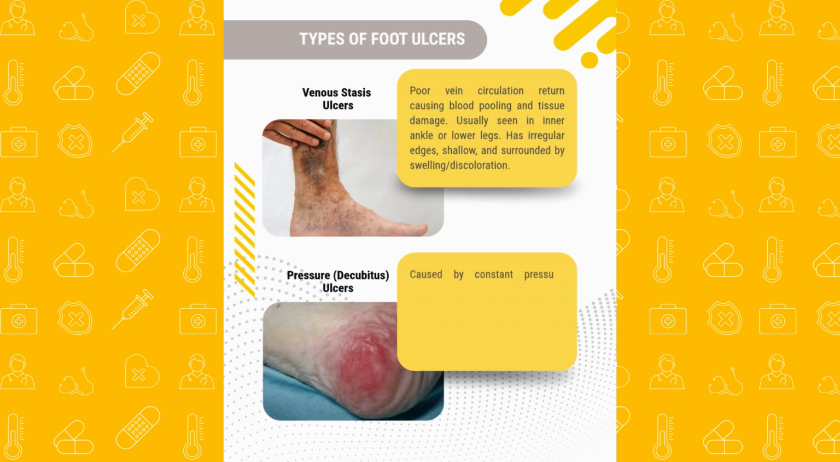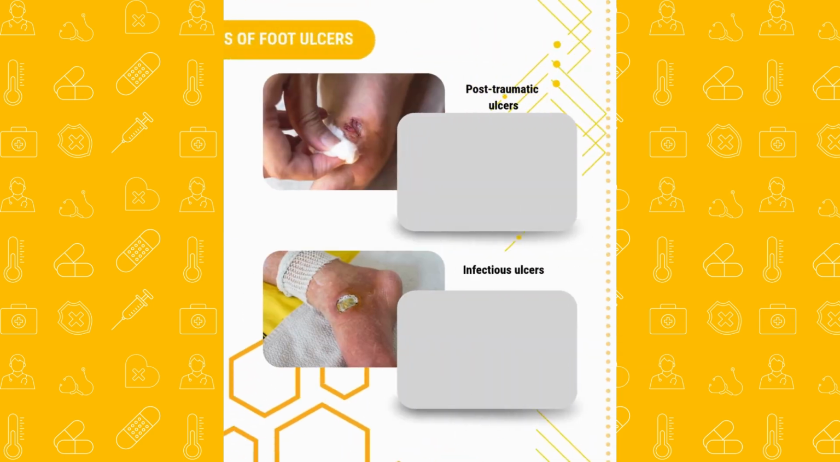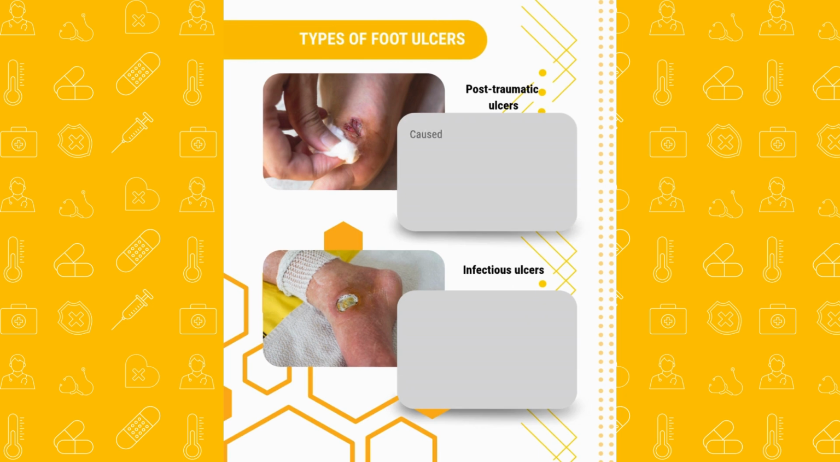Pressure ulcers, on the other hand, are caused by constant pressure and friction, and are often seen in bedridden or immobile patients. They can be found on heels or other bony areas and can range from looking red to a deep wound exposing bone. We also have post-traumatic ulcers and infectious ulcers.